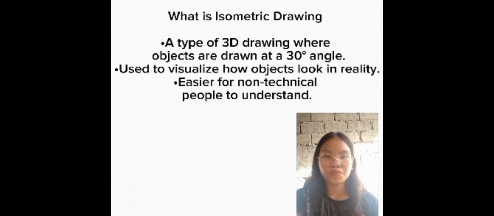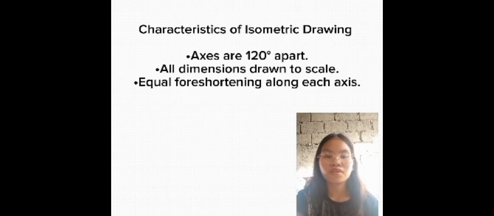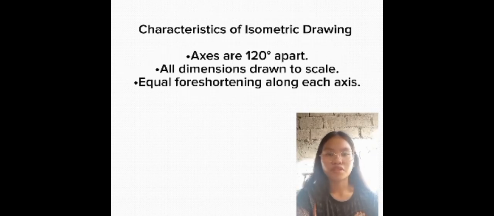What is isometric drawing? A type of 3D drawing where objects are drawn at a 30-degree angle, used to visualize how objects look in reality. Easier for non-technical people to understand. So, isometric drawing represents a 3D object on 2D paper but shows all dimensions at once. Objects are drawn at 30-degree angles. It gives a more realistic view. Example, when you see a furniture catalog, the images are usually isometric so you can visualize how it looks in real life.